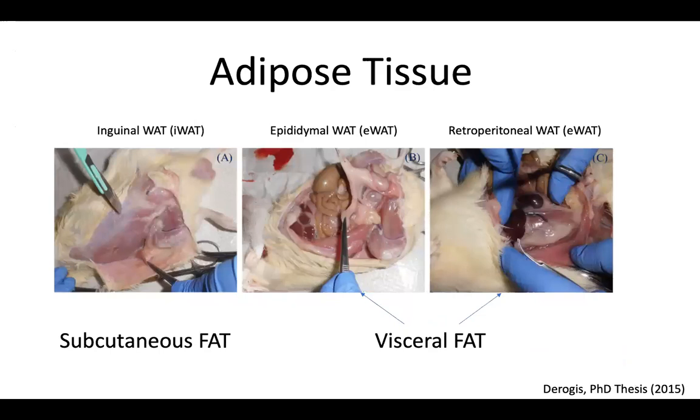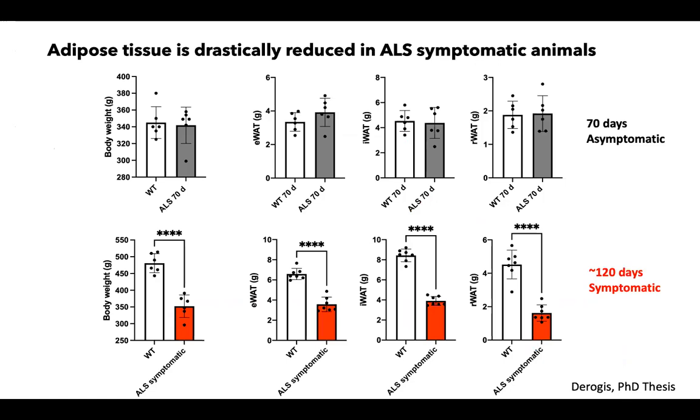So now I will show you the data on the adipose tissue that we promised to you in the project. We collected subcutaneous fat, the inguinal fat, and two visceral fats, epididymal and retroperitoneal fat. This tissue was collected in 2015, so it's quite old tissue. I showed you this data already, but adipose tissue is drastically reduced in ALS symptomatic animals. We can see about 50% loss in all adipose tissue in these animals.